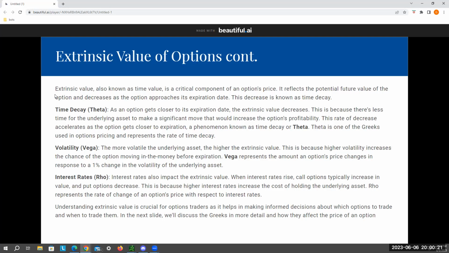Interest rates. Don't see too much of this flip-flopping with most assets, but interest rates impact the extrinsic value. When the interest rates rise, call options typically increase in value and put options decrease because higher interest rates increase the cost of holding the underlying asset.